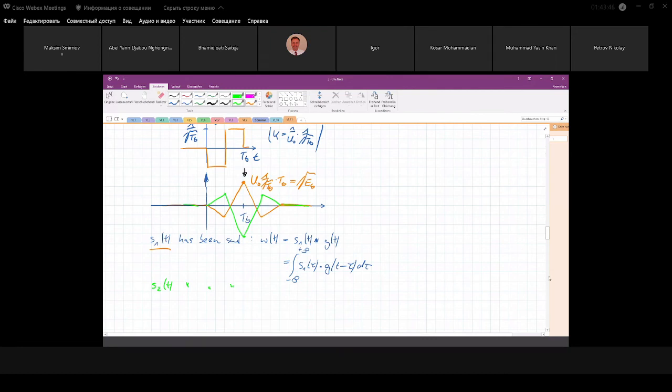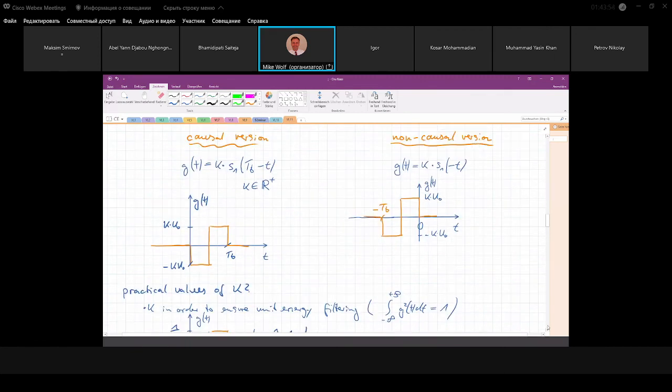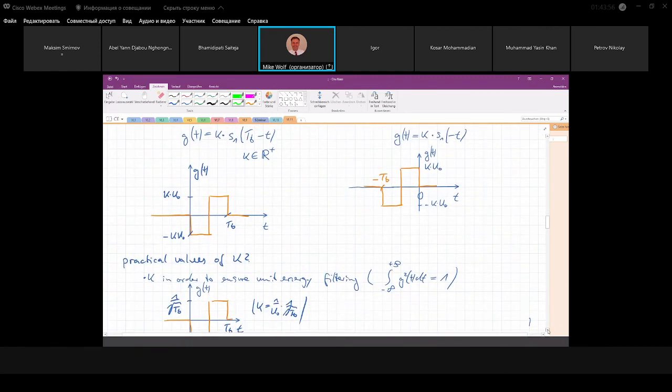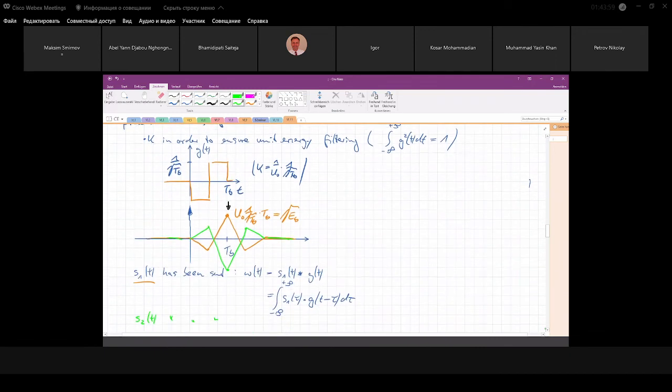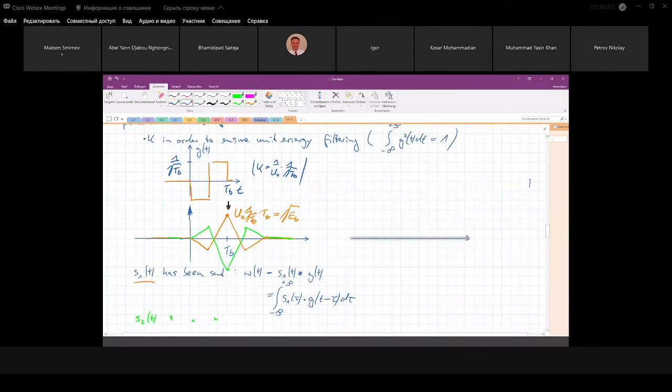And of course, this was the real world implementation. If we take a look at this non-causal version, the only difference, it's quite simple, is that the optimum sampling time is then at t equal to 0. It's the only difference.